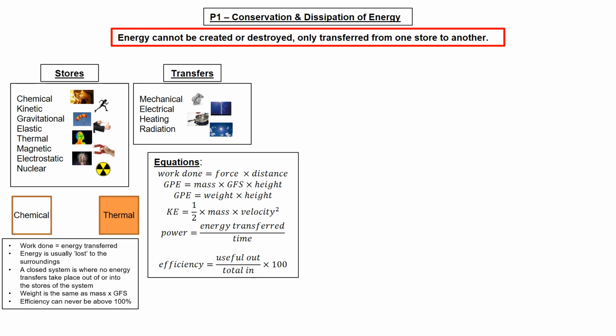Sometimes they can be quite sneaky in the exam, and what they can do is ask you to calculate using the useful out divided by the total in, and they'll give you numbers that will give you a percentage greater than 100. The next question, what you'll find, will be something along the lines of, what's wrong with this number? And what they're expecting you to say then is the efficiency can't be above 100%.